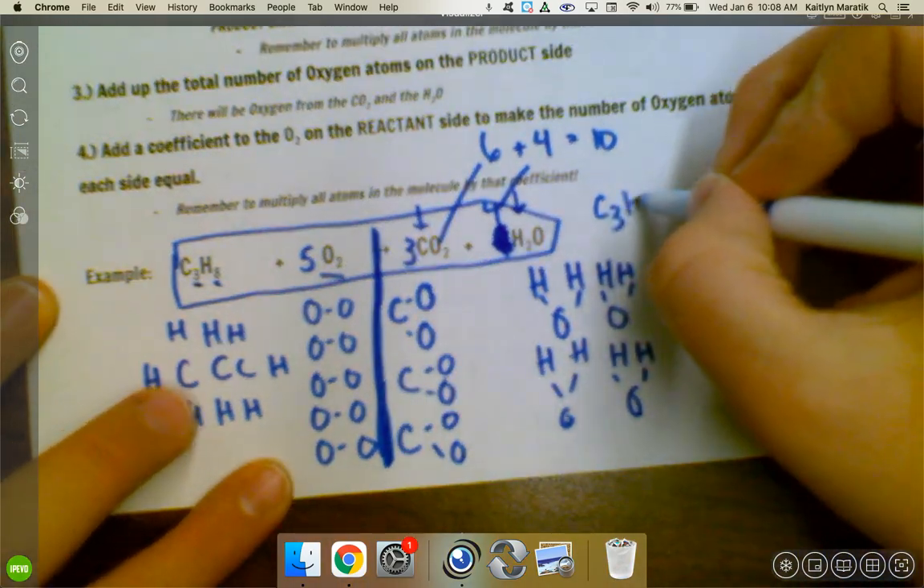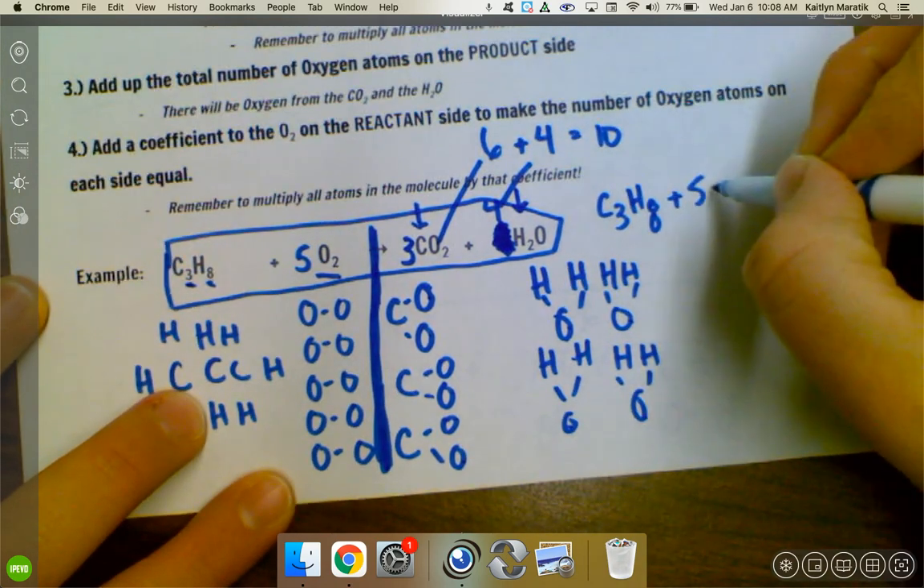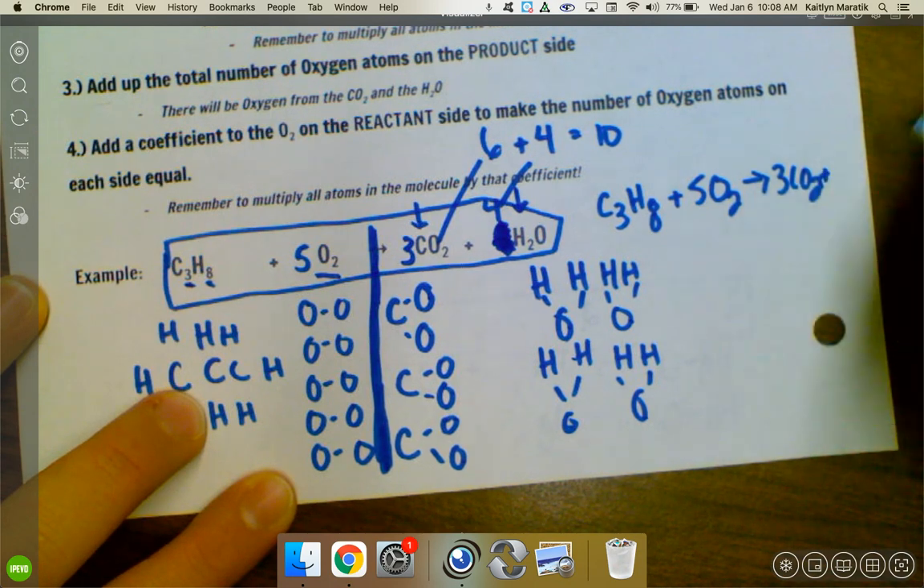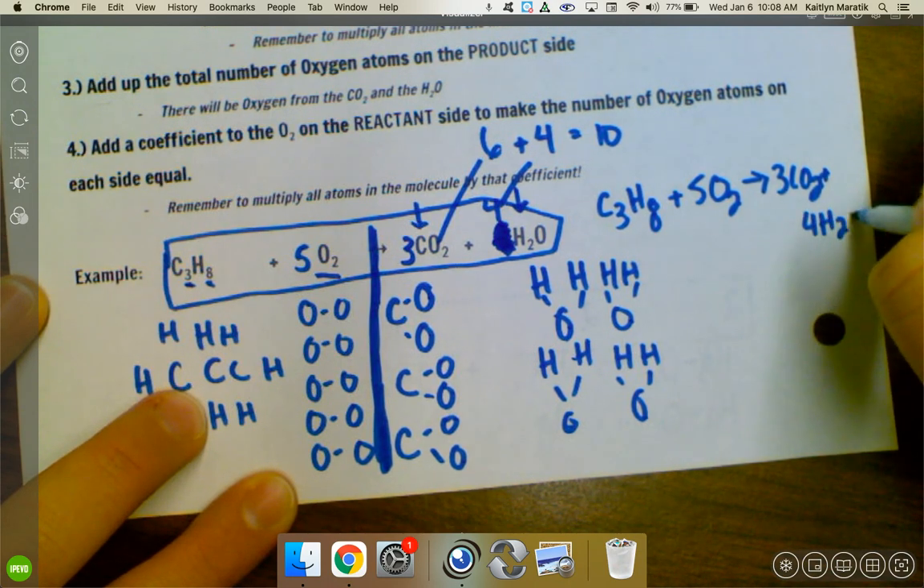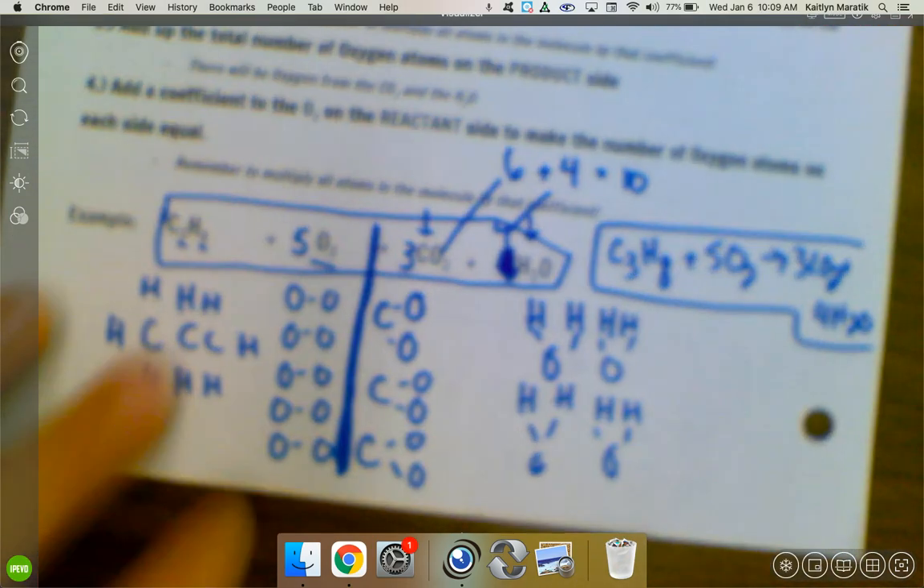Now sometimes with combustion reactions, if mine start to look a little messy, I will rewrite them just so it's a little easier to see. So C3H8 plus 5O2 yields 3CO2 plus 4H2O.